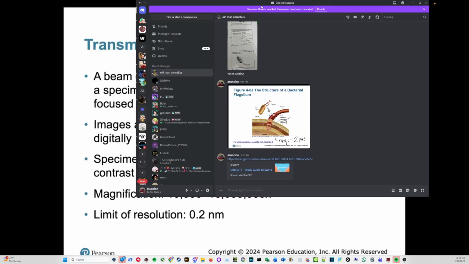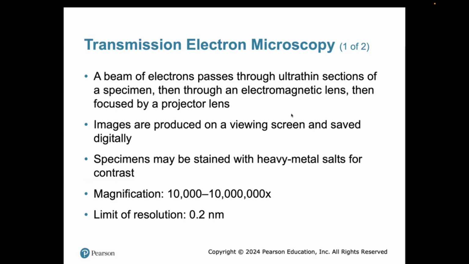So here we have the transmission electron microscope, our first one. This particular scope uses a beam of electrons that are passed through ultra-thin sections of a specimen, then through an electromagnetic lens, and then focused by a projector. When looking at these, you typically look at the specimen through the projector. The images are produced on a viewing screen and we save them digitally.